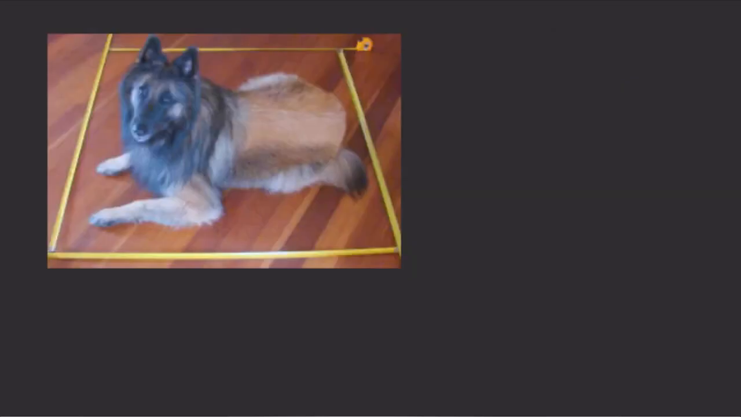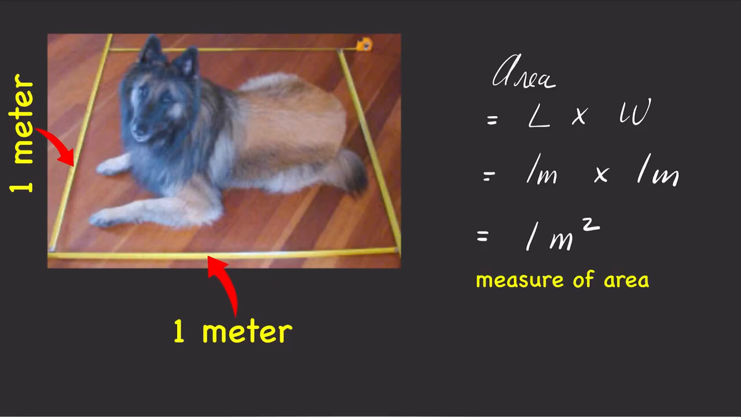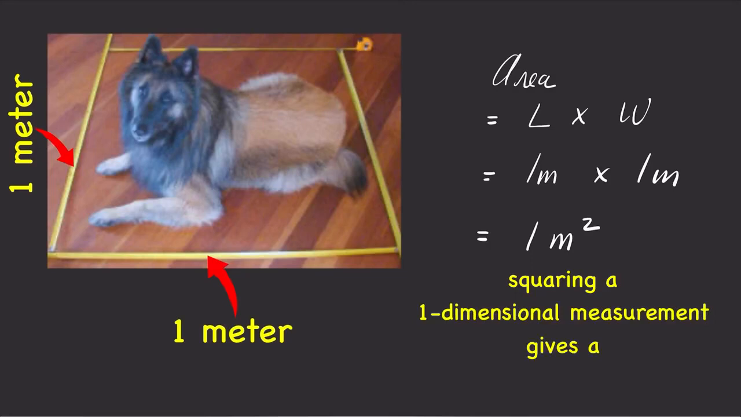And here's a dog sitting inside a square where the width is 1 meter and the length is also 1 meter. Length times width is 1 meter times 1 meter. So this square has an area of 1 square meter. 1 square meter is a measure of area for two-dimensional measurements. Notice that squaring a one-dimensional measurement will give us a two-dimensional measurement.